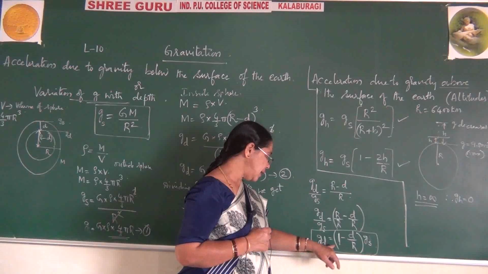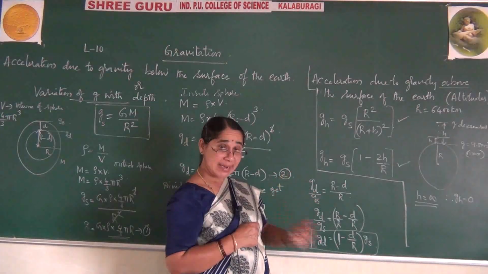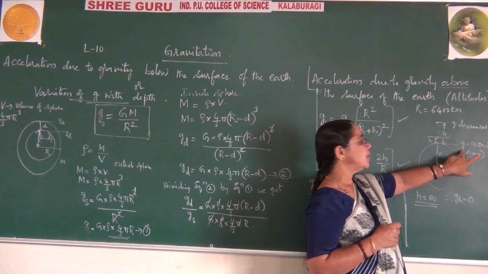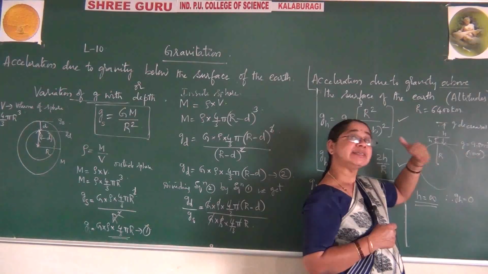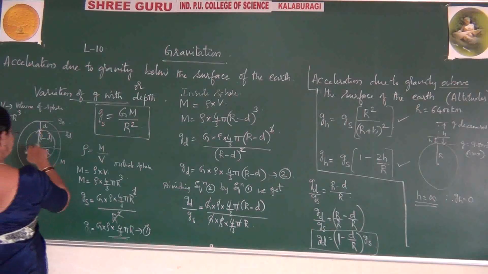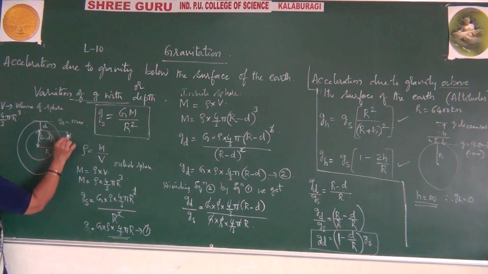When you just open the bracket, then what do you get? g_s minus g_s into d by R. So you are getting g_s minus some part. Naturally, g_s on the surface is 9.8 meters per second square. It is still less. So as you go deep inside the earth, acceleration due to gravity goes on decreasing. Here on the surface it is maximum. But when you go deeper, it decreases.